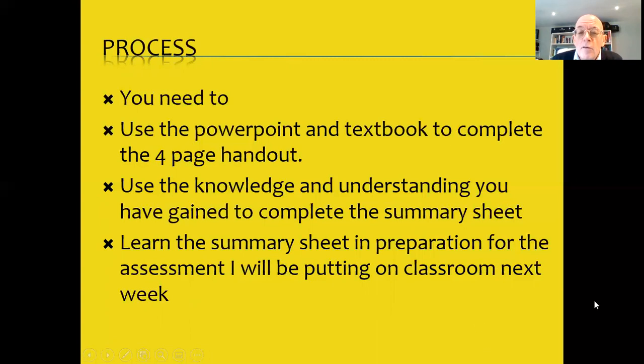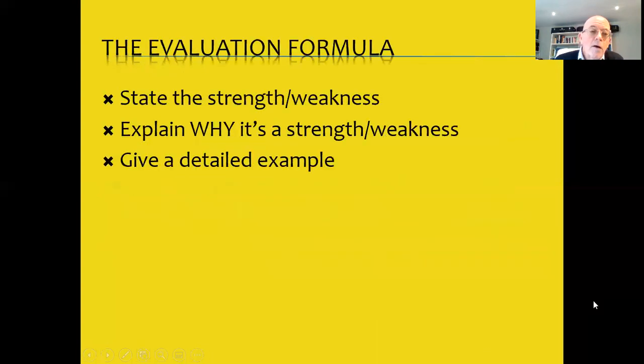Okay. Now, here's the evaluation formula. So this is the ultimate thing that you're going to need to be able to do. When we've talked about the 3 strengths and weaknesses, you need to be able to state what that strength or weakness is and say what it is in a sentence. Explain why that is a strength or a weakness of that approach, and then give a detailed example. Okay, so those are the 3 things that you need to do, and those are the 3 things that you've got in the grid in the big A3 sheet that I give you for these ones.